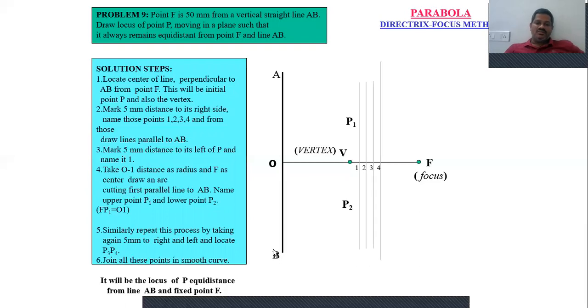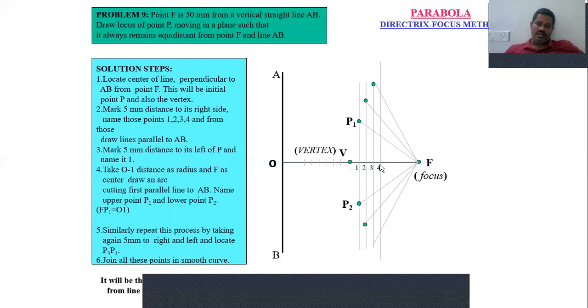Then take O1 as radius in our compass, with F as center, and intersect the vertical line at P1 and P2 like this. Then take O2 as radius with F as the center and intersect the second line at these locations, and name those points as different points. Similarly proceed further for the third line and fourth line.